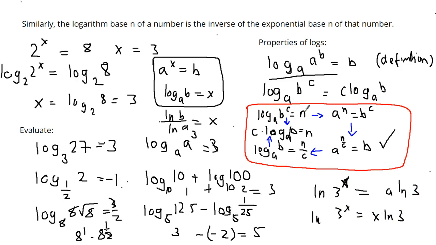You take this, you put it back into this exponential form, you modify it a little bit, take the c root, or take 1 over c on both sides, you move it back to the logarithmic form, and then you multiply by c on both sides, and then you'll get c times log base a of b is equal to n.